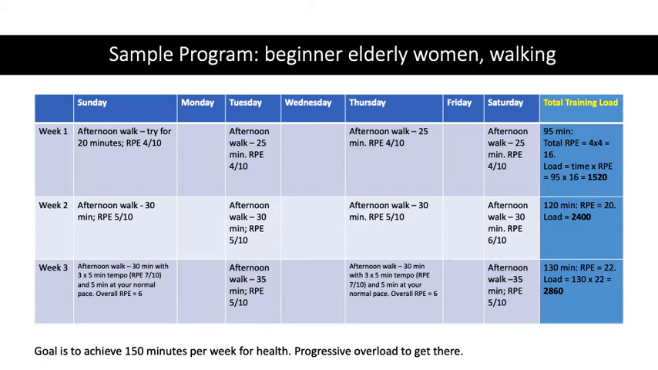On Tuesday, an afternoon walk at a moderate intensity for 35 minutes. Thursday, we would repeat Sunday's workout, which is a little bit more tempo. And then Saturday, we would have a nice moderate intensity walk of 35 minutes. So now our total training load for that week is 130 minutes times an accumulated RPE of 22, which is 2,860.